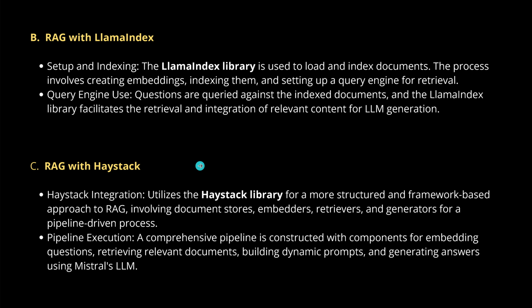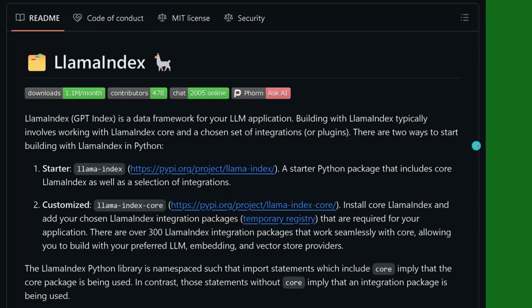Beautiful. Or if you want to do it even more professionally, the third solution would be to build a RAG system with Haystack integration. So we utilize the Haystack library for a more structured and framework-based approach to RAG, involving the document store, the embedders, the retrievers, and some generators for a more pipeline-driven process if you want to be more professional. Beautiful. And for my green grasshoppers, yippee!